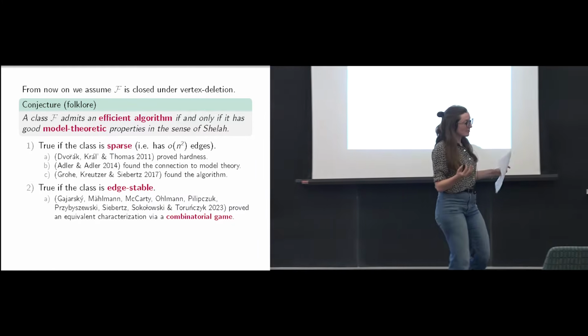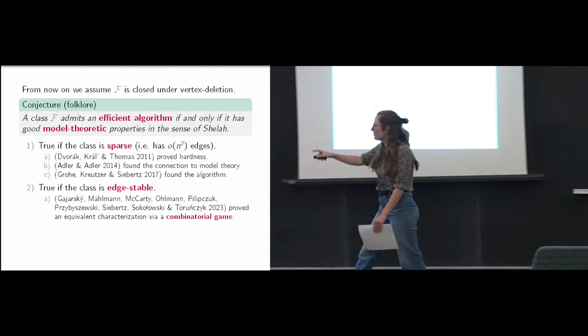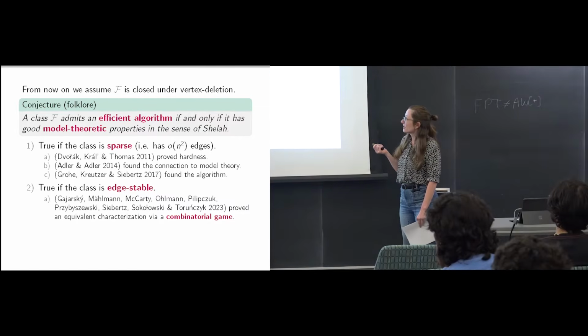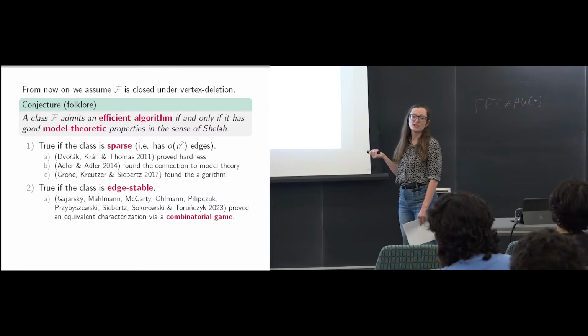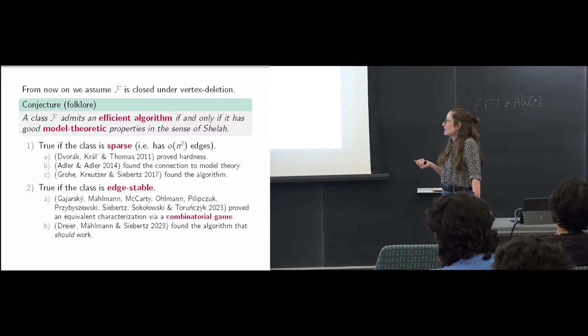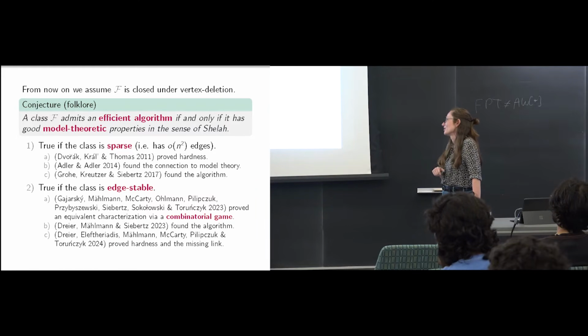So there's a few different steps to this in order to get the whole dichotomy conjecture under the assumption that you forbid a half graph. One of the parts is that we showed an equivalent characterization of classes with good model theoretic properties in terms of a certain player having a winning strategy in a combinatorial game. And then Dreier, Mählmann, and Siebertz found the actual algorithm, but they were still missing a piece. Kind of everyone knew that the algorithm should work, but you needed to solve some conjecture in order to show the algorithm does work. And then we solved that conjecture with Dreier, Eleftheriadis, Mählmann, Pilipczuk, and Toruńczyk.